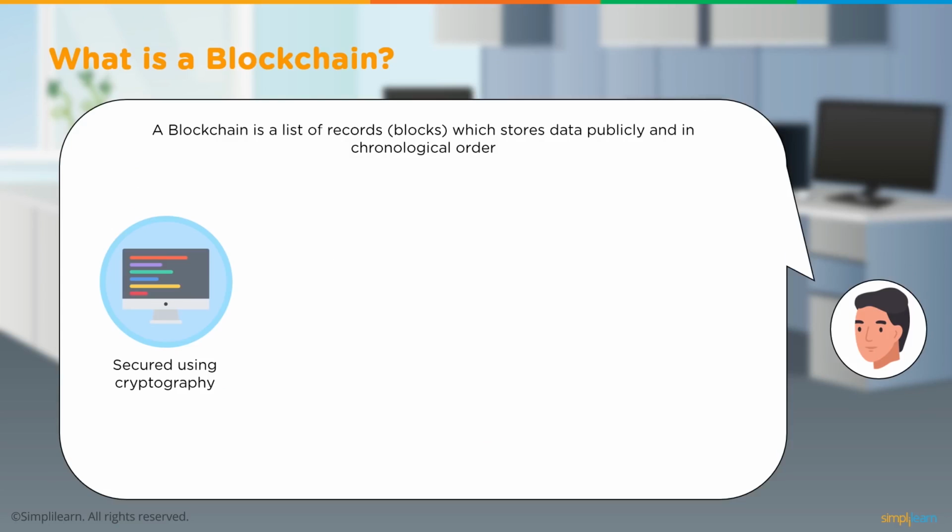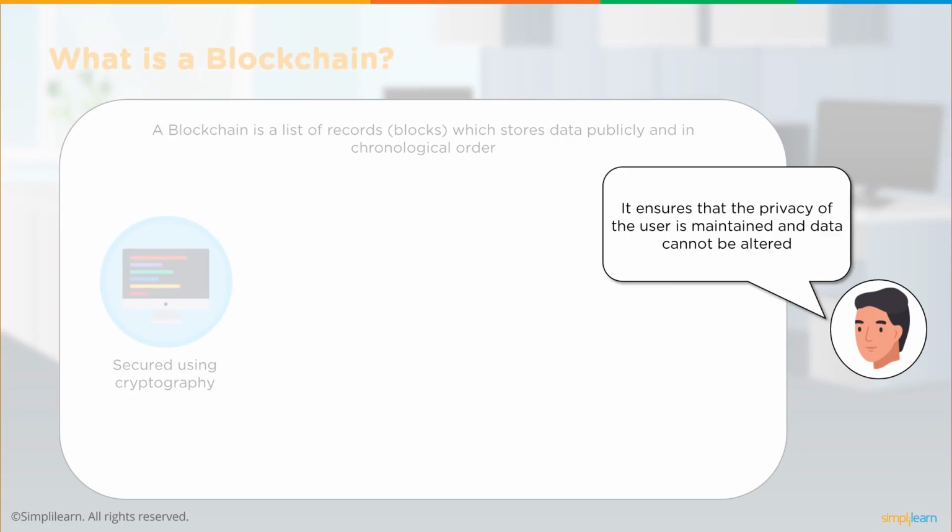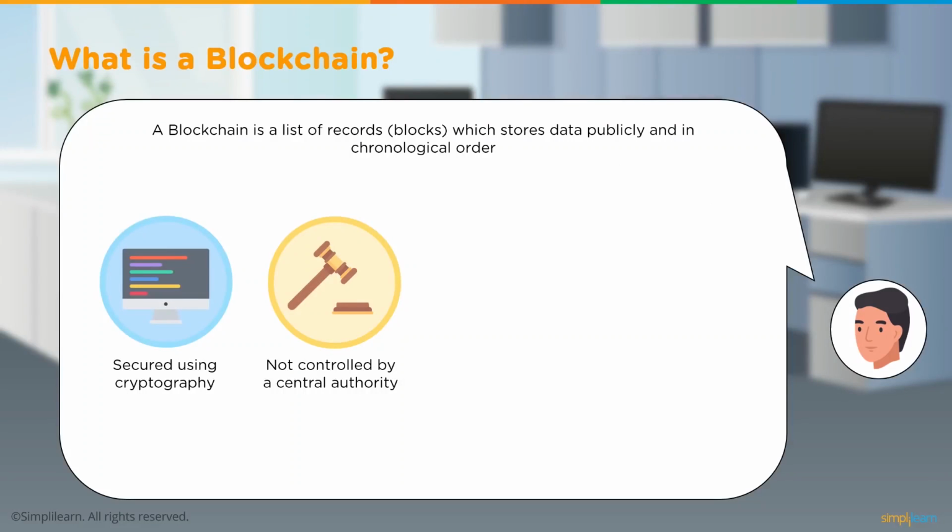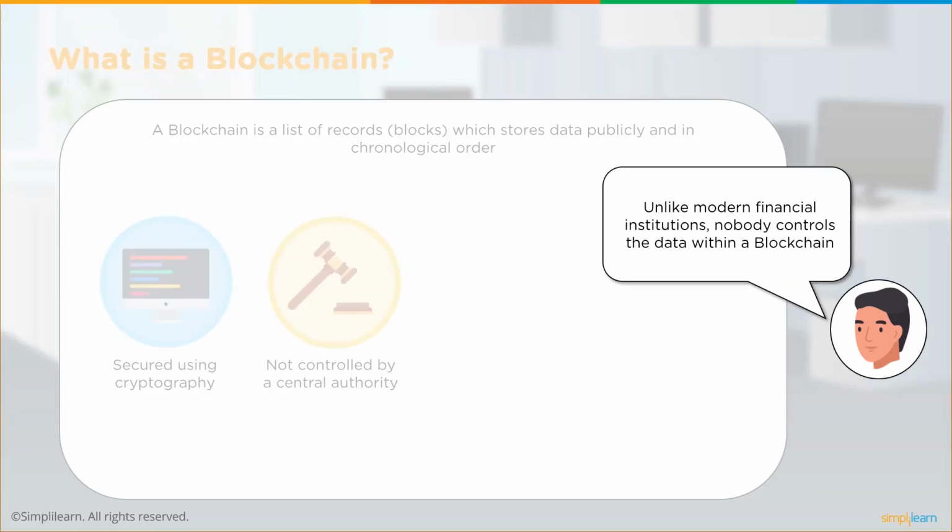Now, what is blockchain? Blockchain is a list of records called blocks which stores data publicly and in chronological order. The entire information is persisted and secured using cryptography. Cryptography ensures that the privacy of the user is maintained and data cannot be altered. Information on a blockchain network is not controlled by a centralized authority. So unlike modern financial institutions, nobody controls the data within a blockchain.